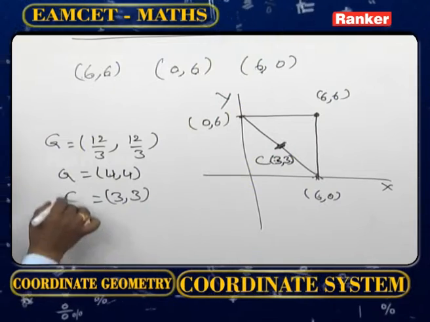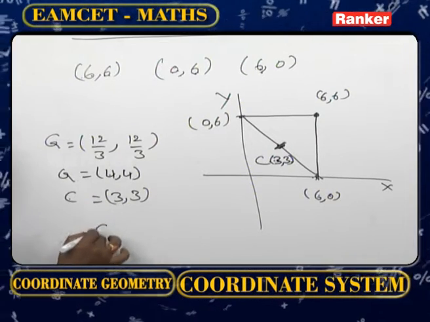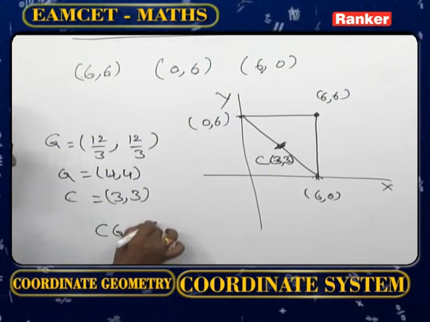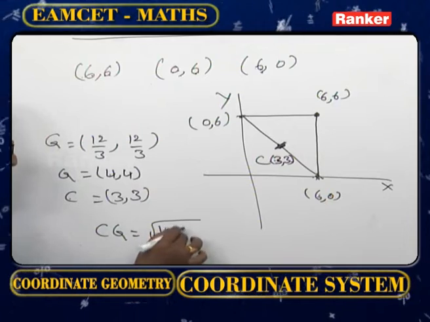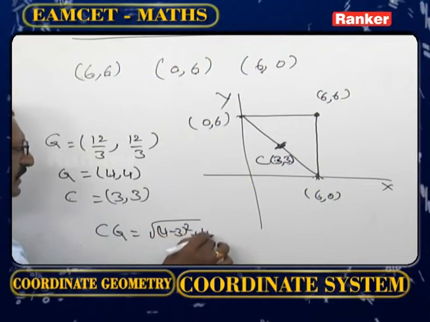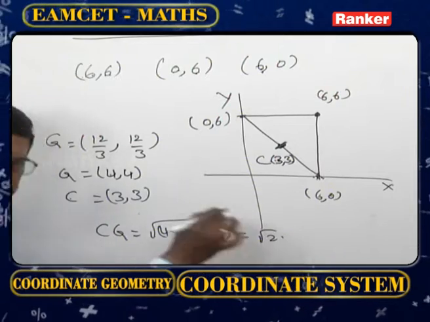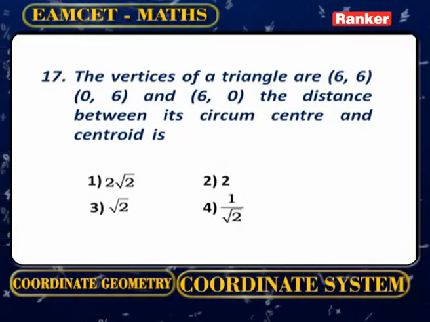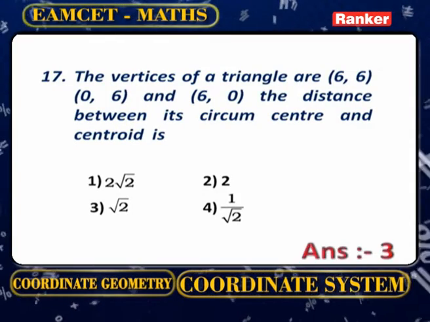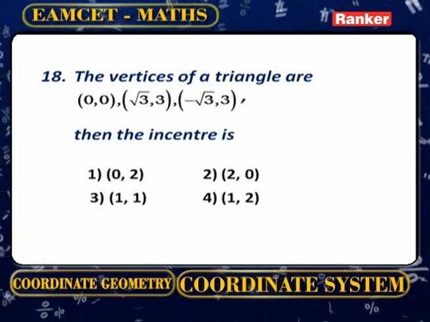Now we require the distance between the circumcenter and centroid. CG equals the square root of (4 minus 3) whole square plus (4 minus 3) whole square, which equals root 2. So the third option is correct. Next problem.